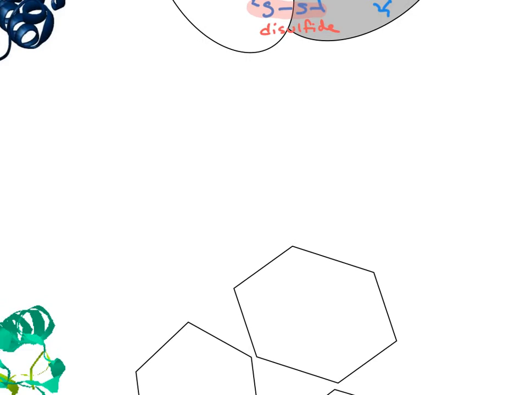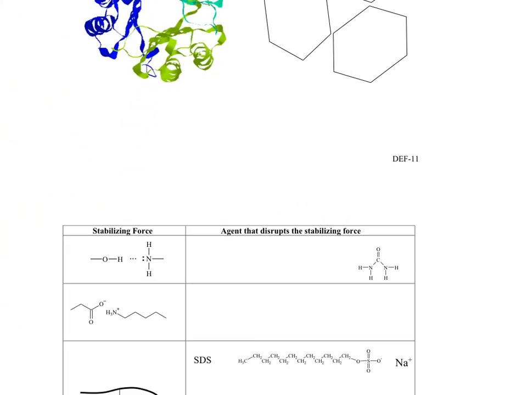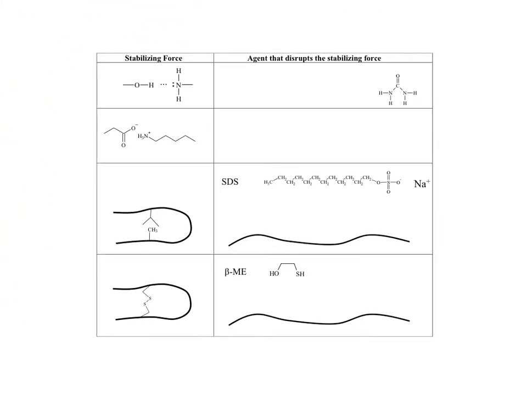The last thing we want to talk about is moving on to our last page of notes here and talking about those four types of interactions that we have. Here is the hydrogen bonding. That's a stabilizing force. We have the ionic interaction. We have the hydrophobic or nonpolar interaction, and we have the disulfide.